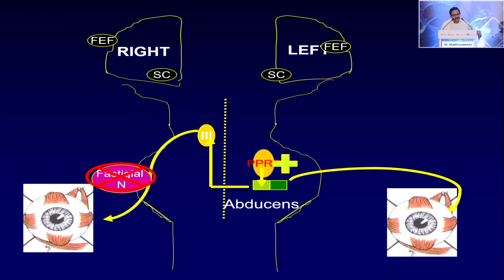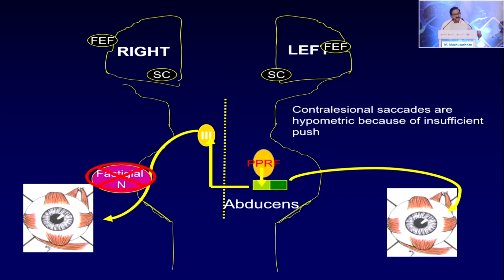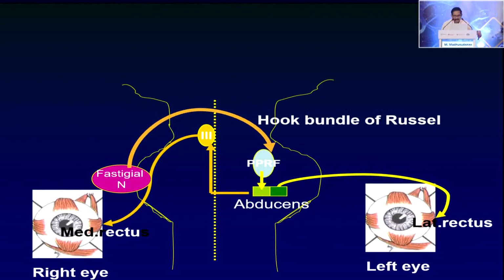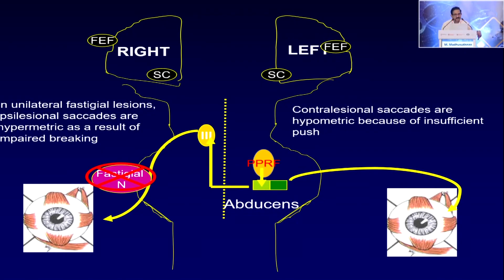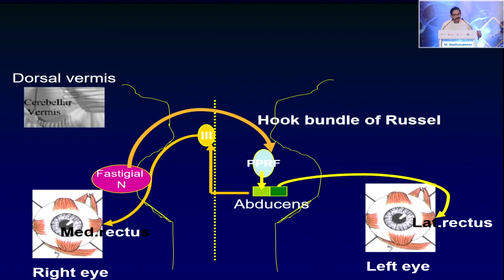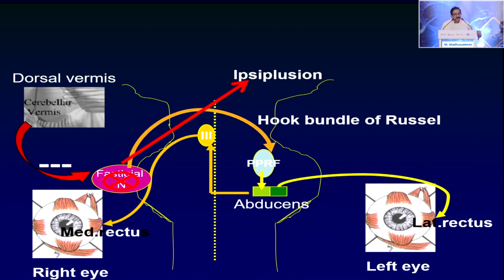So when there is a lesion of the fastigial nucleus, the opposite stimulation is taken away. The contralateral saccades are hypometric because of insufficient push. What will happen to the ipsilateral saccades? They also lose the brake. So ipsilateral saccades are hypermetric as a result of impaired braking. This fastigial nucleus is inhibited by the dorsal vermis. So as told before, when there is a fastigial nucleus lesion, we are going to get ipsipulsion because of the loss of the brake. Whereas when the cerebellar vermis is affected, what you are going to get is contrapulsion.